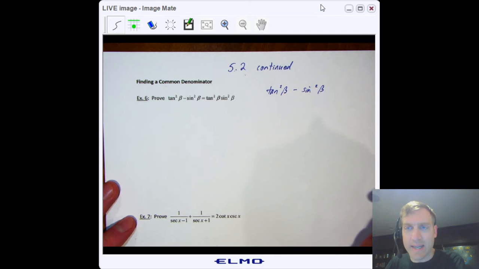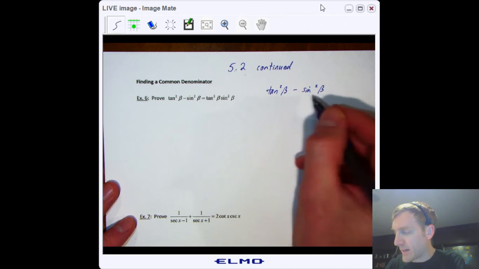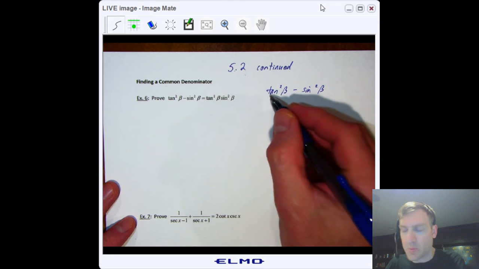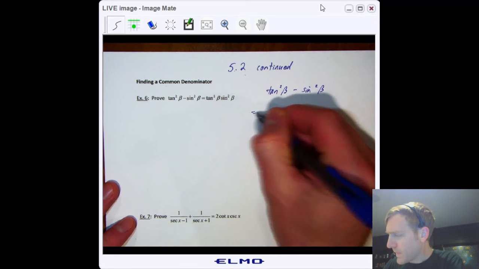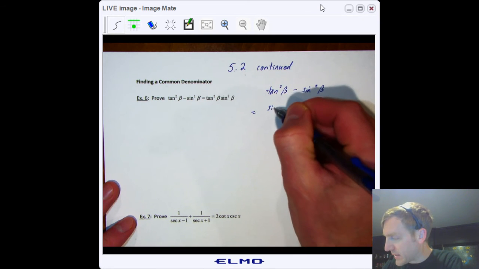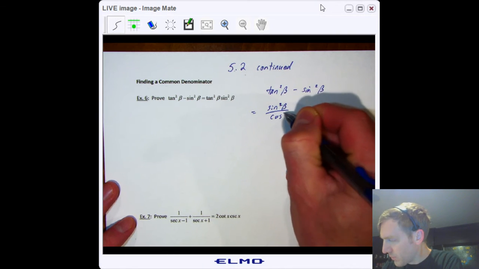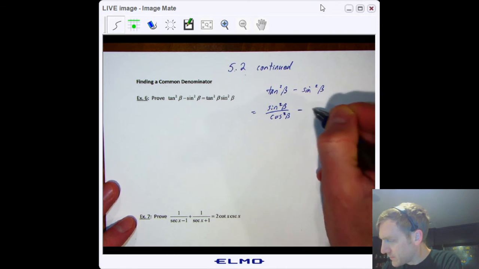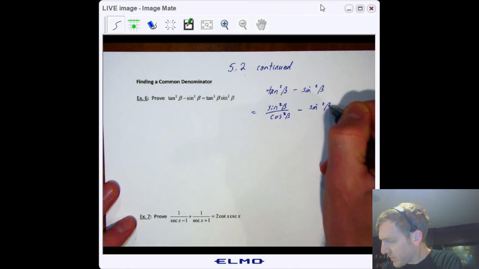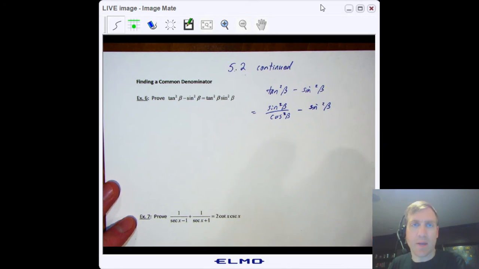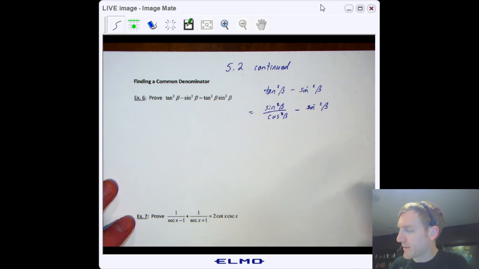All right, I don't see any identities I can use right away. I see squares, but there's no Pythagorean identity having to do with tangent and sine. So let's write tangent squared as sine squared beta over cosine squared beta minus sine squared beta. Okay, now we are subtracting fractions.